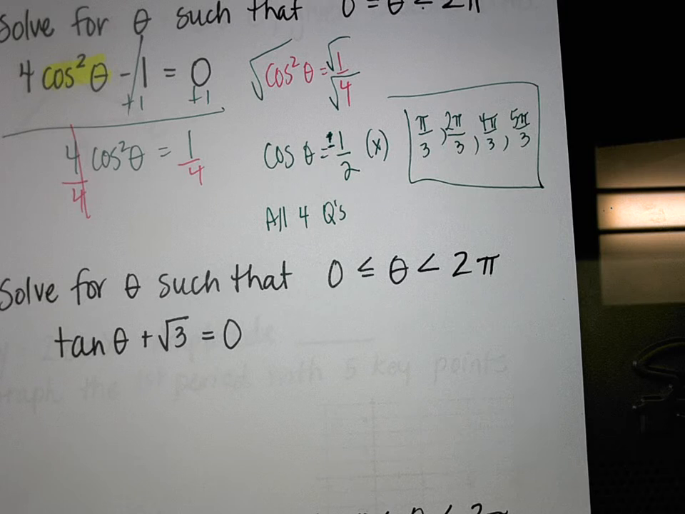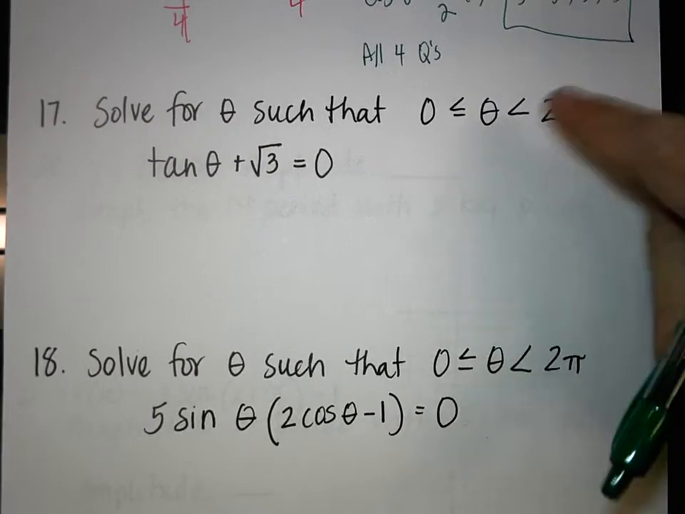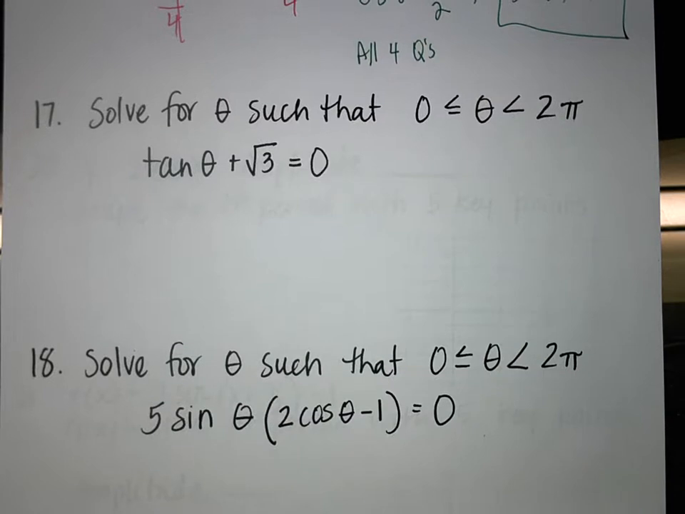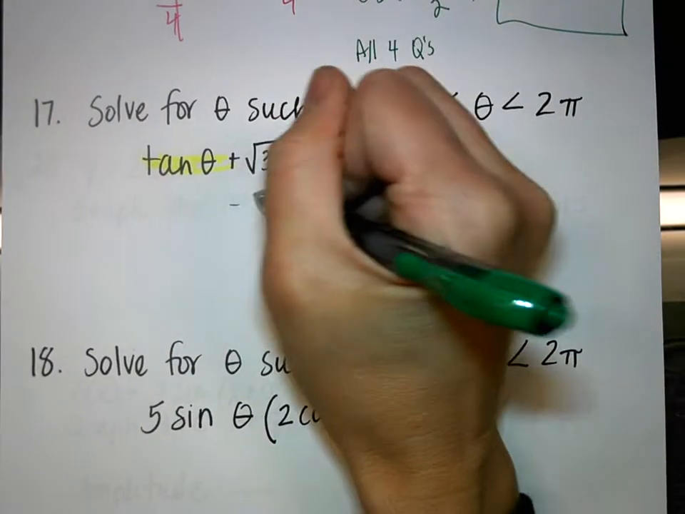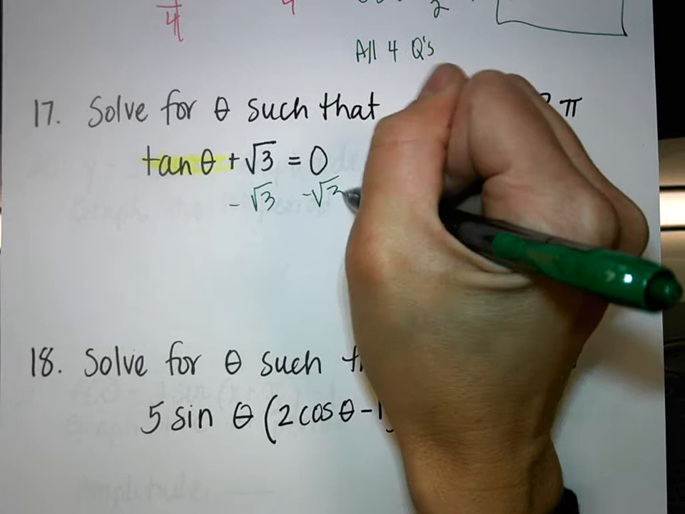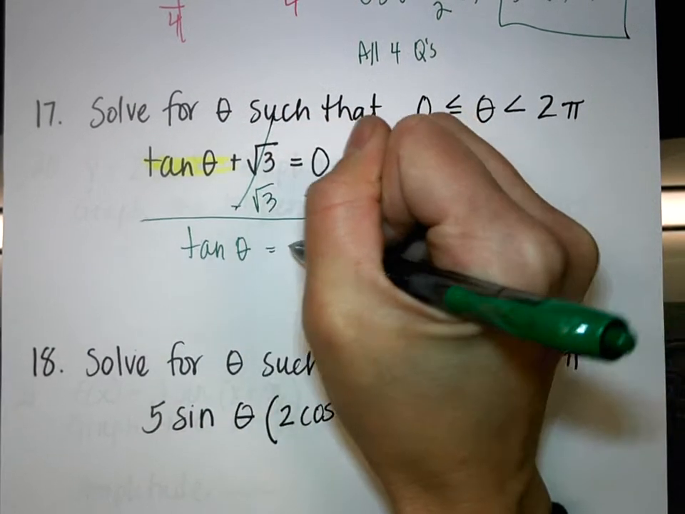Number 17. So now we're solving for tangent. Also, we're still solving in radians. In order to get tangent by itself, all I'm going to do is subtract root 3 from both sides. When I do that, I get tangent of theta equals negative root 3.